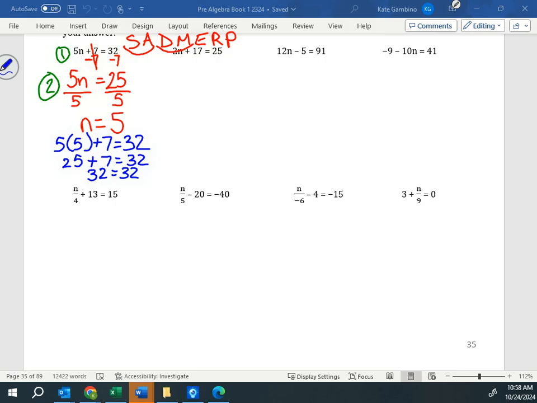So we're going to do our 2 steps of solving, and then we're going to check that answer. So let's look at our next one. 2n plus 17 equals 25. What's my first step? First step, what should I do out of 2n plus 17 equals 25?